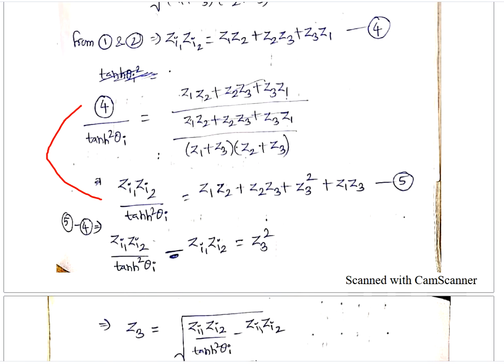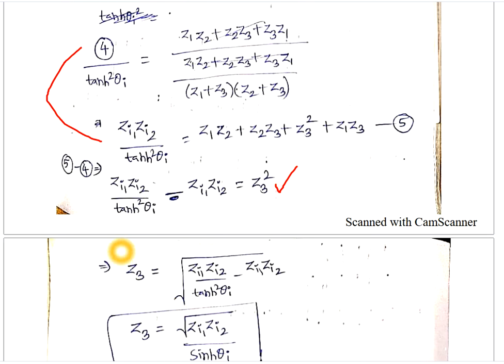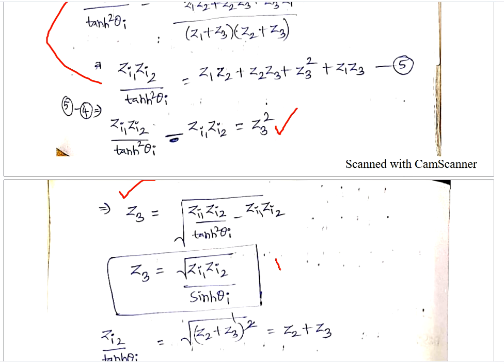Okay. Now if you consider this as equation 5, you do 5 minus 4. From 5 minus 4 you will get this term Z3 square, right? So with this you can get Z3. Z3 is equal to the square root of Zi1 Zi2 by tanh square theta minus Zi1 Zi2. So this is the equation for Z3, for the maximum power transfer condition. So now we are designing a T network for the condition of maximum power transfer, right?